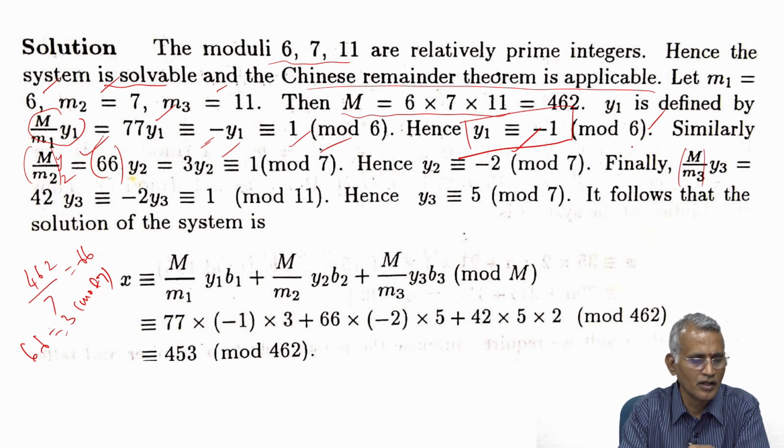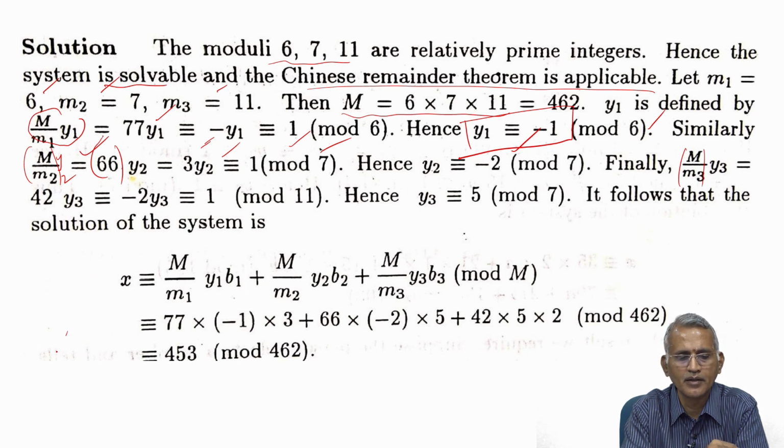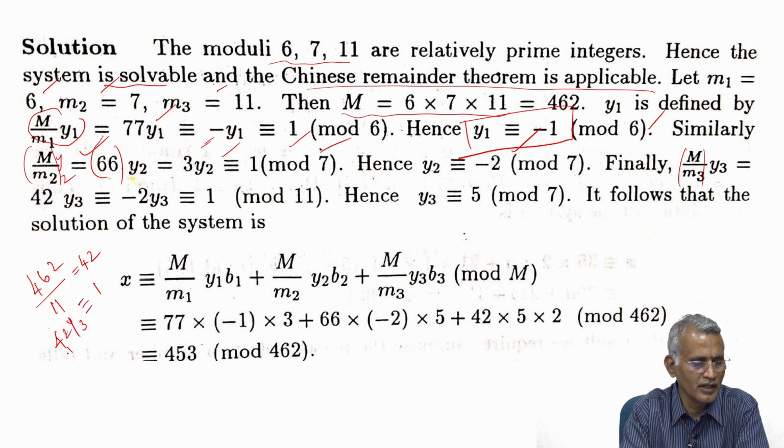And finally, we have capital M by m3 into y3. Capital M is 462 by m3, which is 11, and then the resultant is 42. So, 42 y3 is identically equal to 1. So, 42 under modulo 11 is minus 2, so minus 2 y3 is identically equal to 1 under modulo 11. So, y3 is equal to 5, because the inverse of minus 2 is 5.